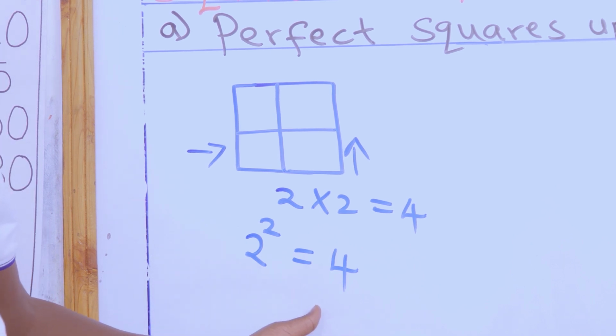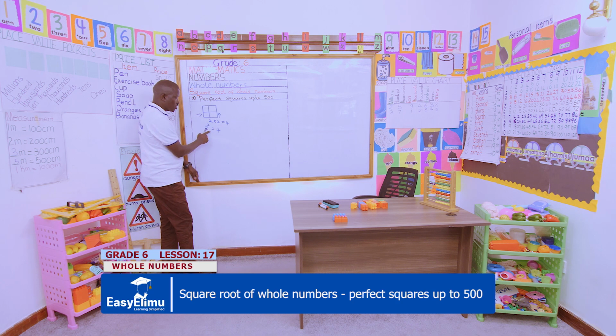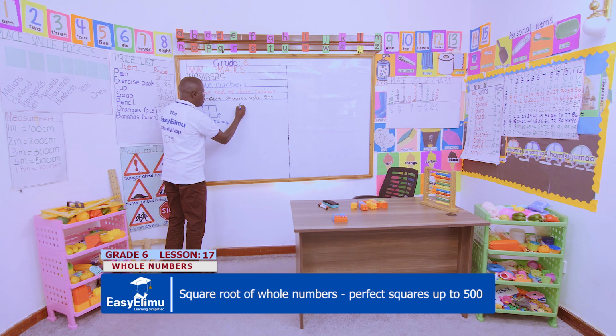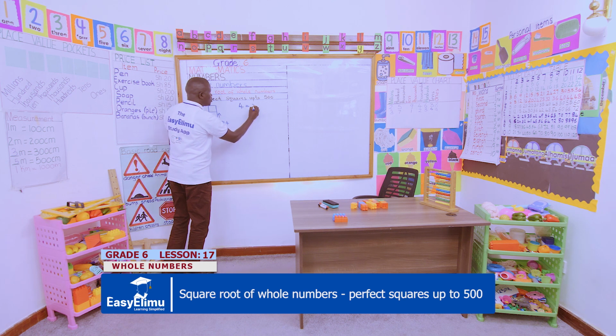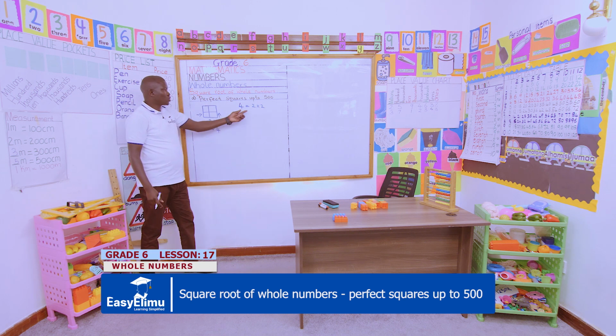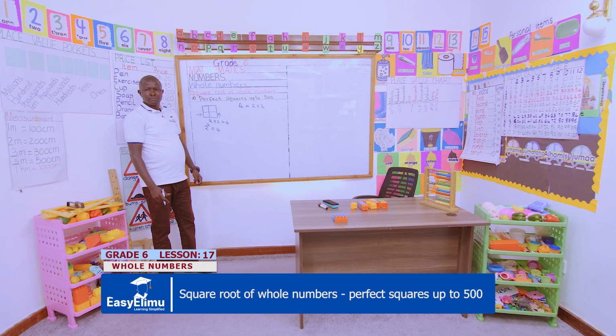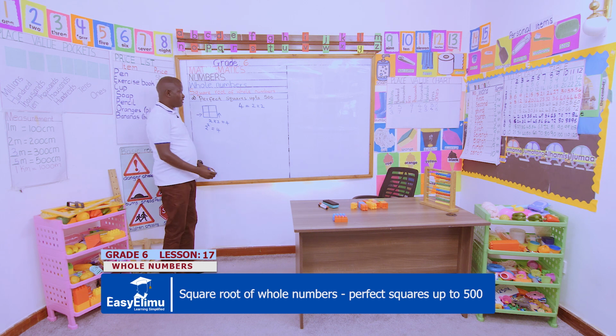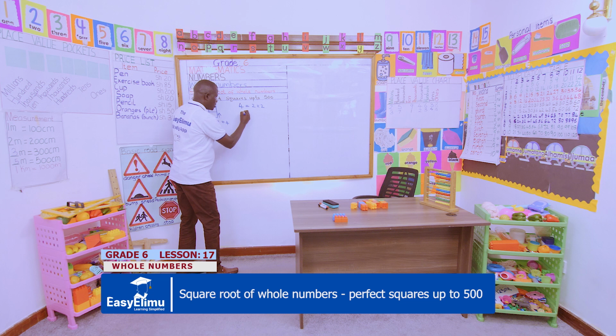Now, what did we do to get 4? I can reverse this. 2 multiplied by 2 is equal to 4. For me to get 4, I used 2 multiplied by 2. Therefore, I will say the square root of 4 is equal to 2.